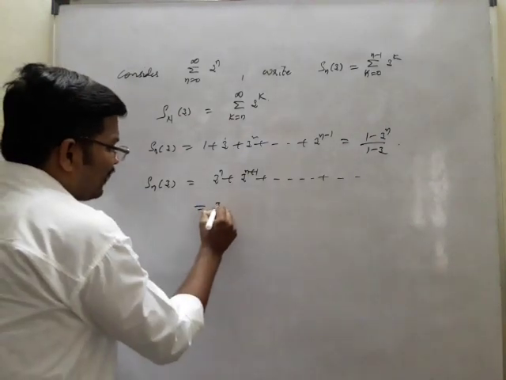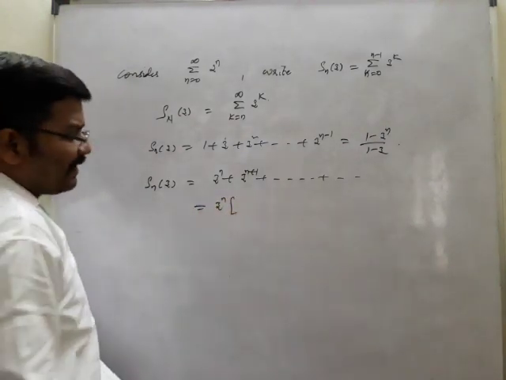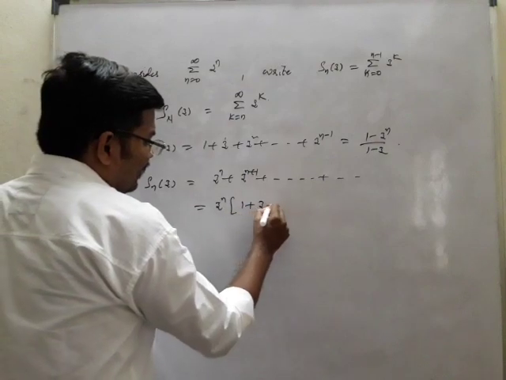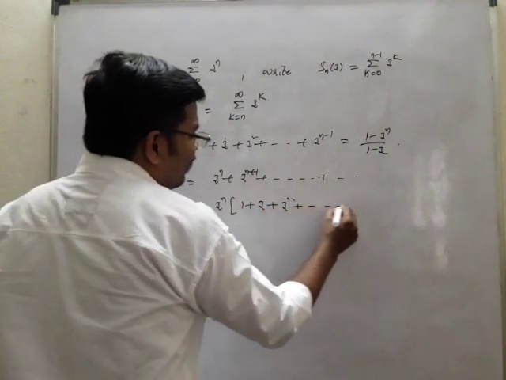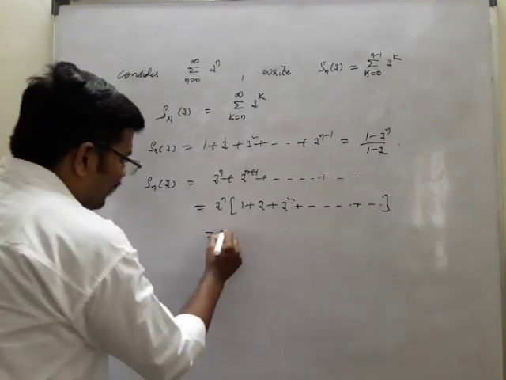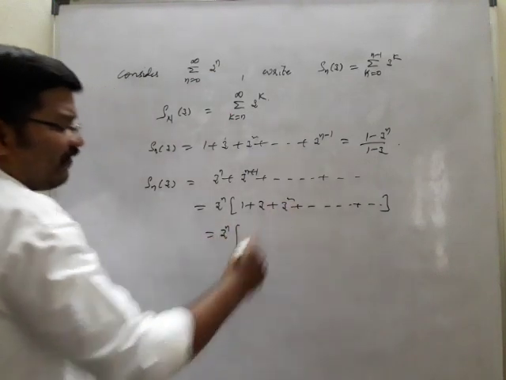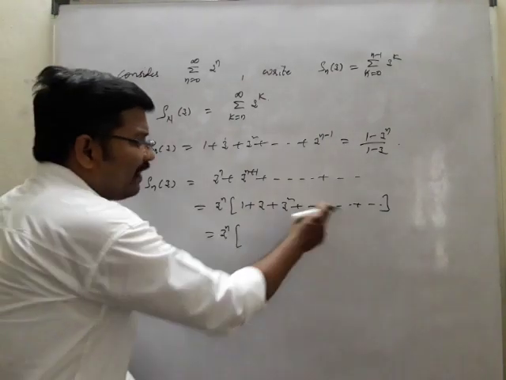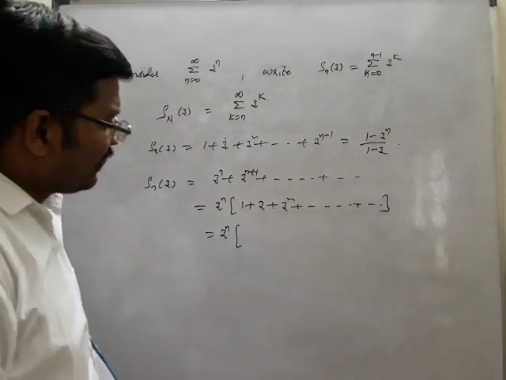Now let us take z power n common. Therefore you will get z power n times (1 plus z plus z square, and so on). I can write this one in the form of a series up to infinity.